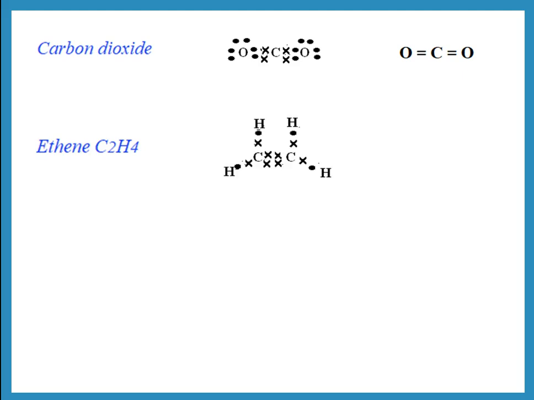Ethene means I have 2 carbons and 4 hydrogens. That means each carbon will take 2 electrons from the hydrogens, and then it will need 2 electrons from the nearby carbon, so that is a double bond between the carbons.